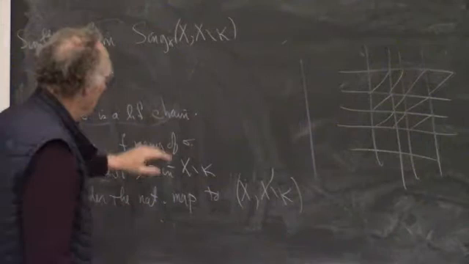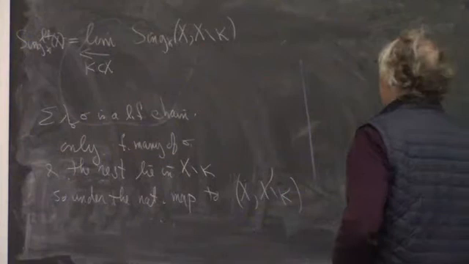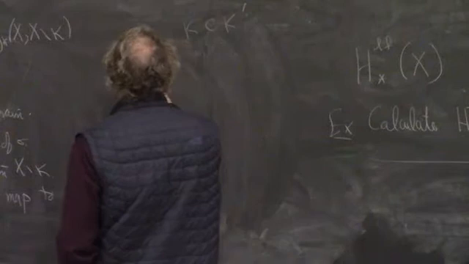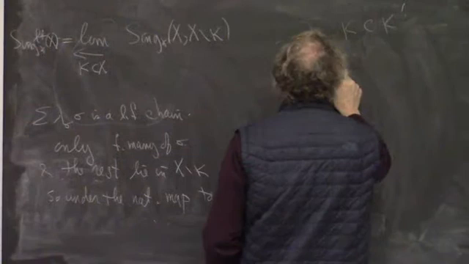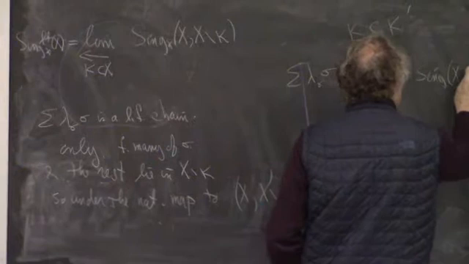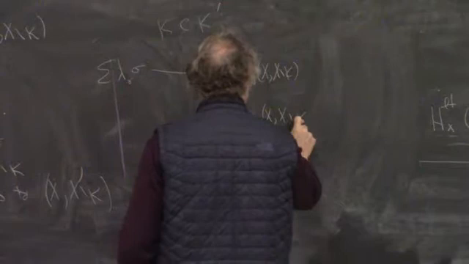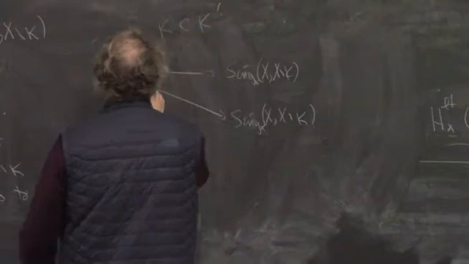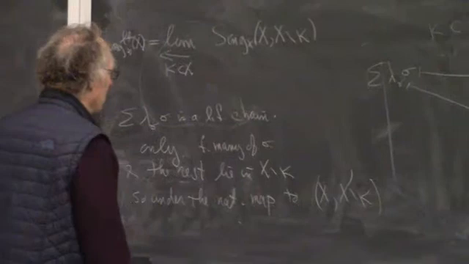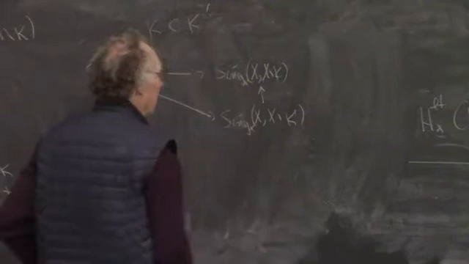And this is clearly compatible if I have K contained in K prime and a linear combination of a locally finite chain. If I project it into singular chains of X comma X minus K, and also into singular chains of X comma X minus K prime, then, which one did I? So this is smaller than this diagram.